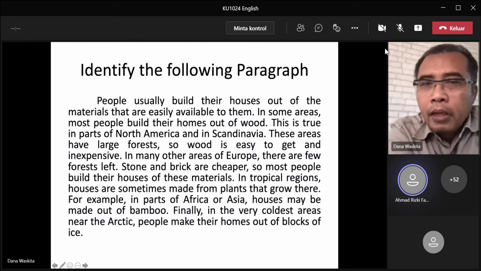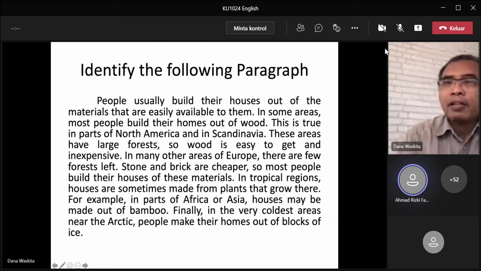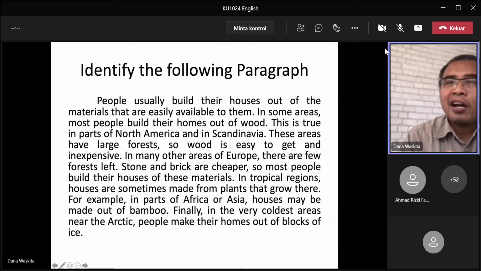Yeah. So, to find the main idea now. What does the writer want to say about house materials? You know that the topic is house materials. So what does the writer want to say about house materials? That is the main idea, right? So what do you think?